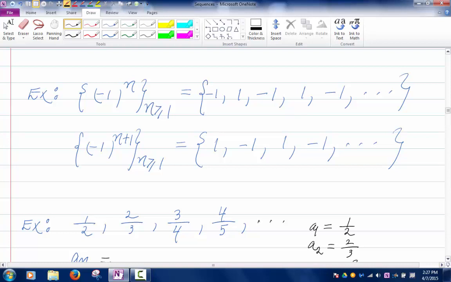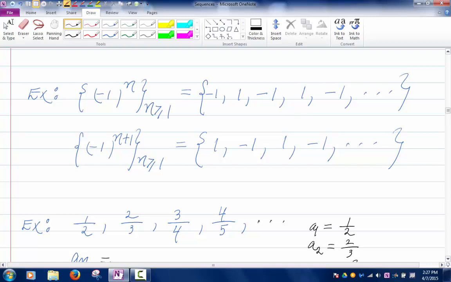Well, when n is 1, the first term would be what? Negative 1. The second term would be positive 1. The third term would be negative 1, and so on. So you are getting alternating 1 and negative 1, right?